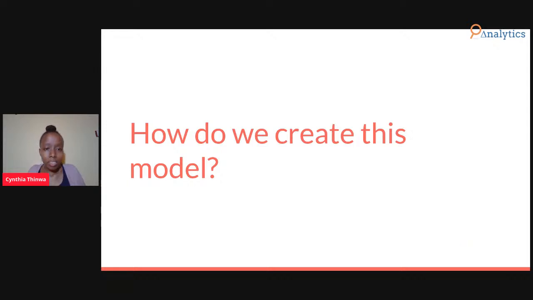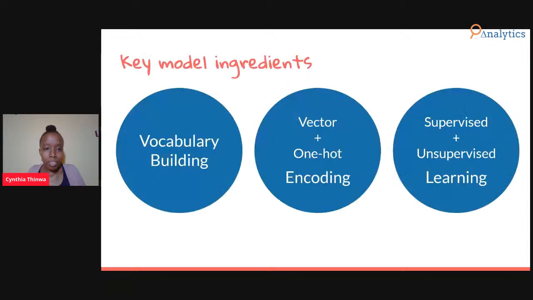So there are three key ingredients to build this model. We have vocabulary building, data encoding, and machine learning. And in the encoding part, we have two forms of encoding. So we have vector encoding and we have one-hot encoding. And then with machine learning, we have supervised machine learning and unsupervised machine learning.